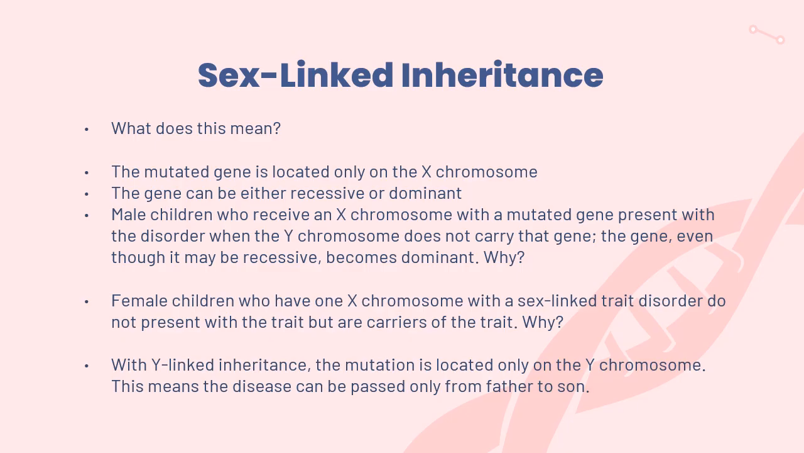Female children who have 1 X chromosome with a sex-linked trait disorder do not present with the trait, but are carriers. Why is that? That's because they have 2 X chromosomes, right? And we said the dominant is going to be shown over the recessive. So they're going to be carriers. With Y-linked inheritance, the mutation is located only on the Y chromosome, which means it can only be passed from father to son. I hope that makes sense to everybody.